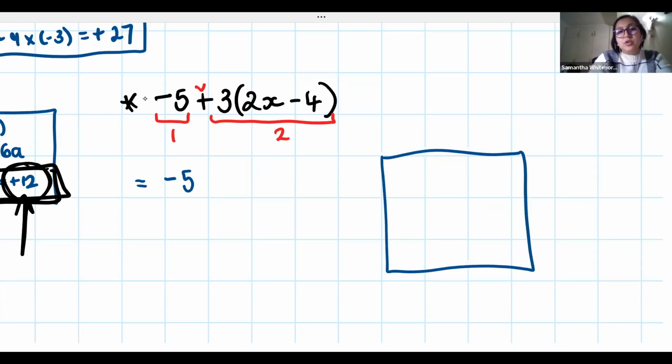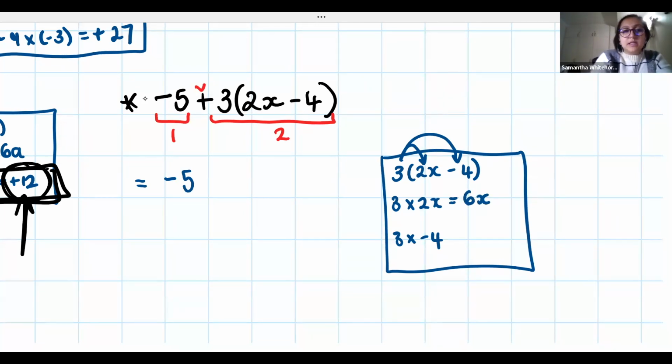So if we look at term 2, we've got 3 times the bracket 2x minus 4. I need to distribute the 3 into the bracket. So I've got 3 times 2x and 3 times -4. So 3 times 2x, nice and easy, plus 6x. It's a positive because it's a positive times a positive. And then 3 times -4. Positive times a negative is a negative. 3 times 4 is 12. So this is -12.